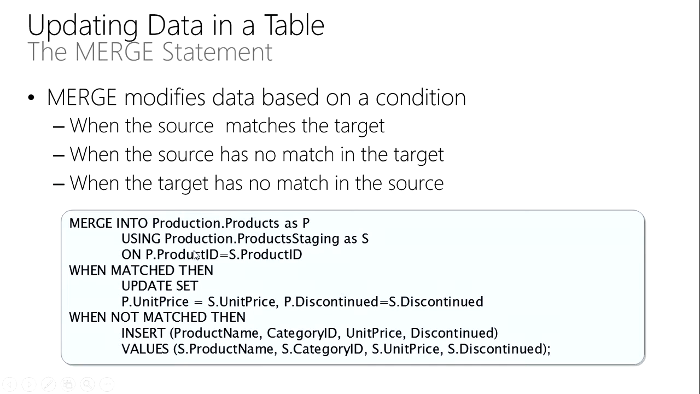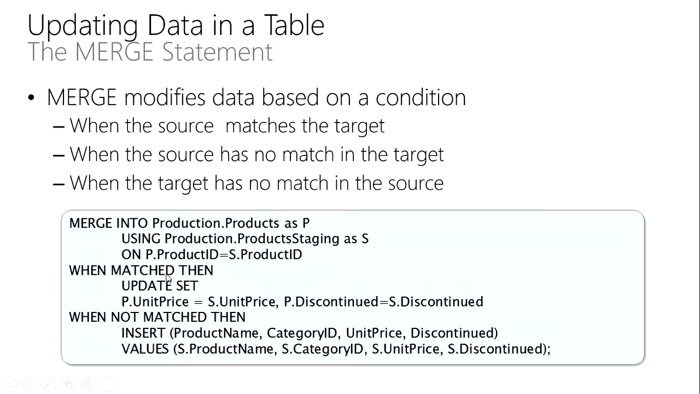Production products as P, using the source that I want to compare it to. So the using clause is where I define the source. In this case, the source is a staging table, and that could be any table expression. In this case, it's a table. And I'm matching it based on the product ID. So this is a bit like a join clause in some ways. It's the way that I'm saying I want to relate these two tables. How do I determine if they match or not?